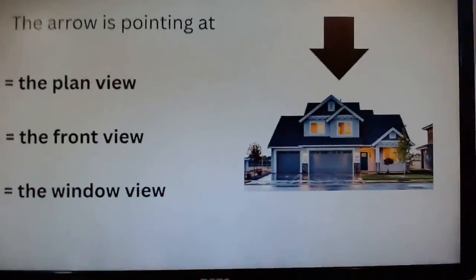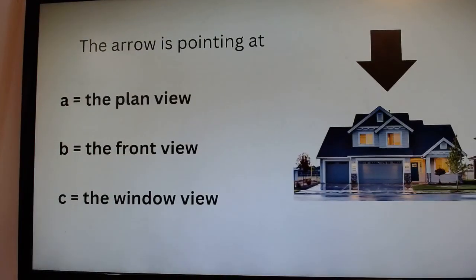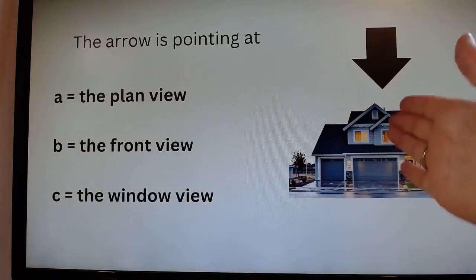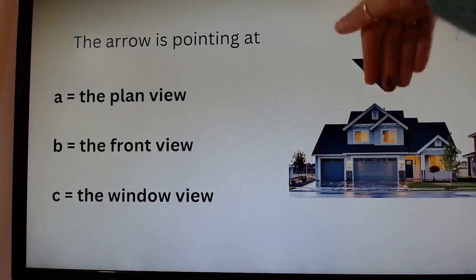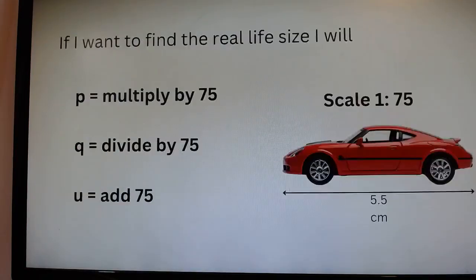Okay, so the first one. The arrow is... I was being a bit silly with the window view here. The window view isn't an official mathematical language. You've got the front view, looking at the front, you can have side view, and the plan view is the one looking at the top. So it was the plan view for this one.